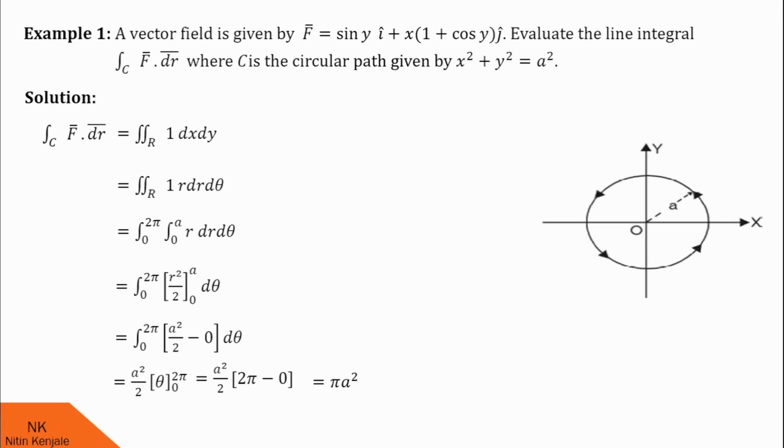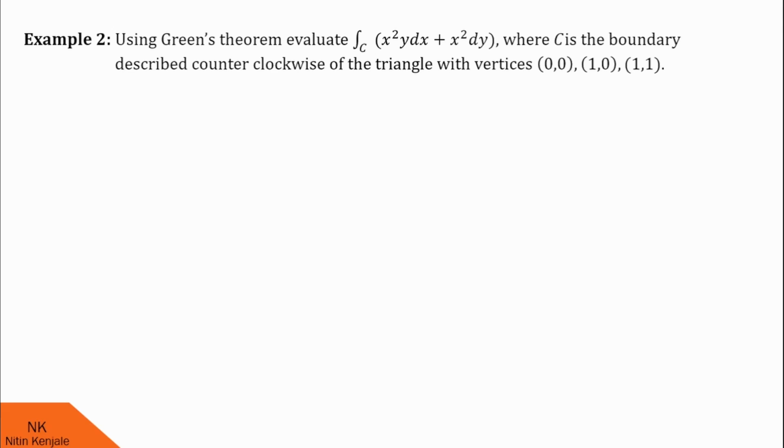Now let us proceed for next example. Let me read it out. Using Green's theorem, evaluate integration of x square y dx plus x square dy along C, where C is the boundary described counterclockwise of the triangle with vertices (0, 0), (1, 0) and (1, 1). Let us proceed for solution. We first draw the path of integration, which is C.